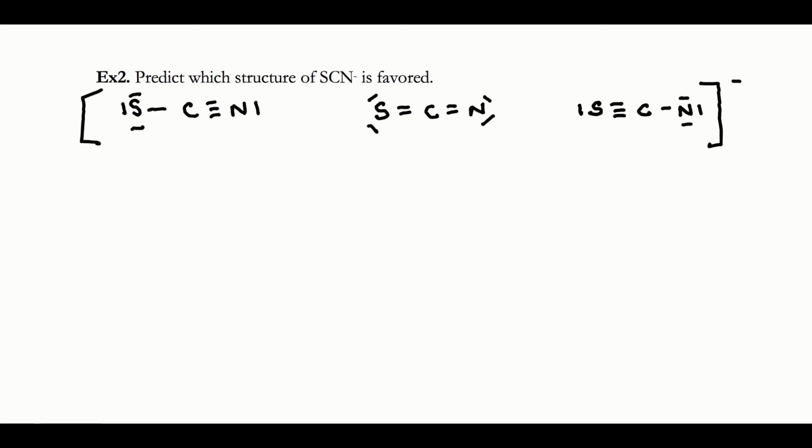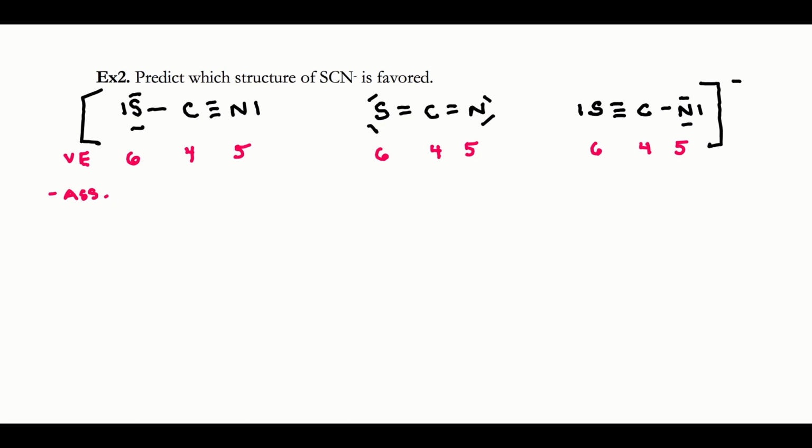And so what we're going to need to do is determine the formal charge for each of the atoms. So remember, to determine formal charge, it's going to be the valence electrons, and you're going to subtract from that the number of assigned electrons. So let's figure out how many valence and how many assigned each of these has. Well, sulfur has 6 valence electrons, carbon has 4, nitrogen has 5. Same for all of these: 6, 4, 5, 6, 4, 5.